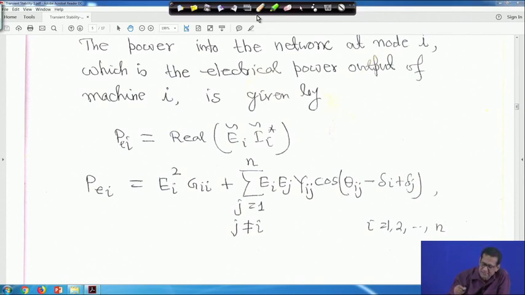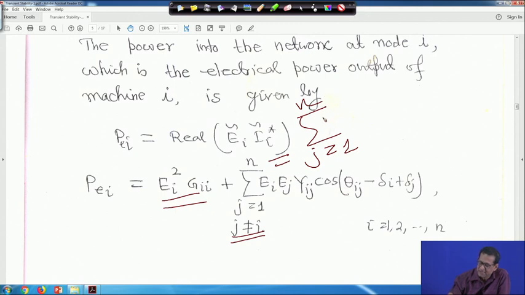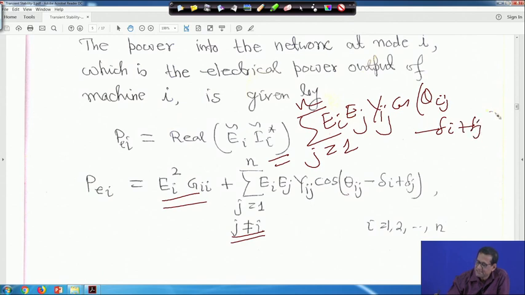From your load flow studies you know that when you have taken the ith term out, it is Ei square Gii. That is why here it is written j not equal to i. In load flow studies also you know Pi is equal to sigma j is equal to 1 to n, Vi, Vj, Yij cosine of theta ij minus delta i plus delta j, this way. So, when you write this equation, j is equal to 1 to n, then Ei, then Ej, then Yij, then cosine of theta ij minus delta i plus delta j. This you know from your load flow studies.